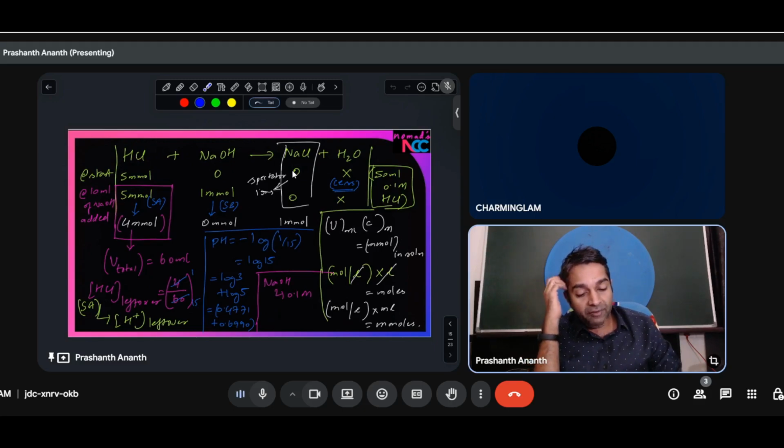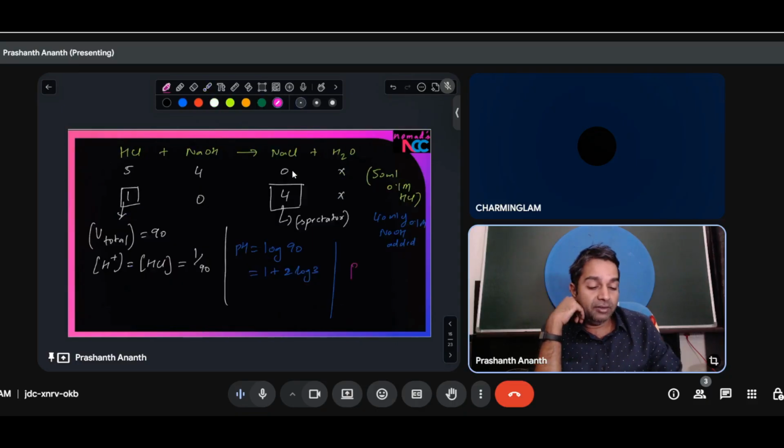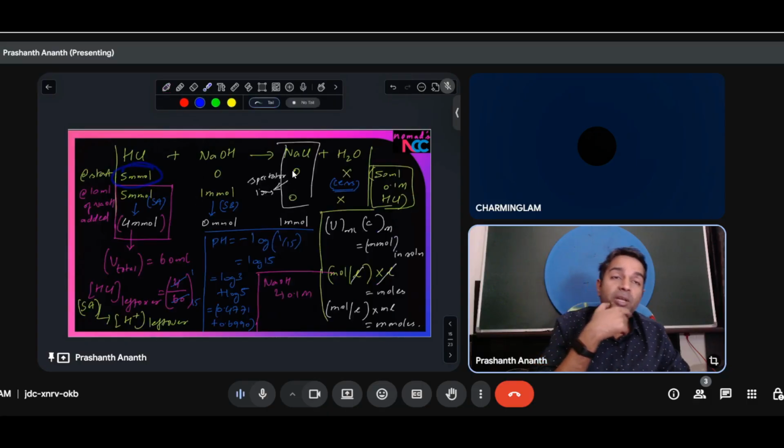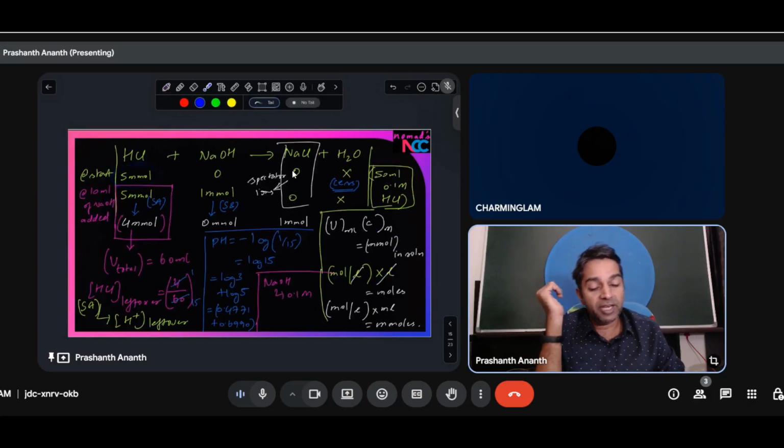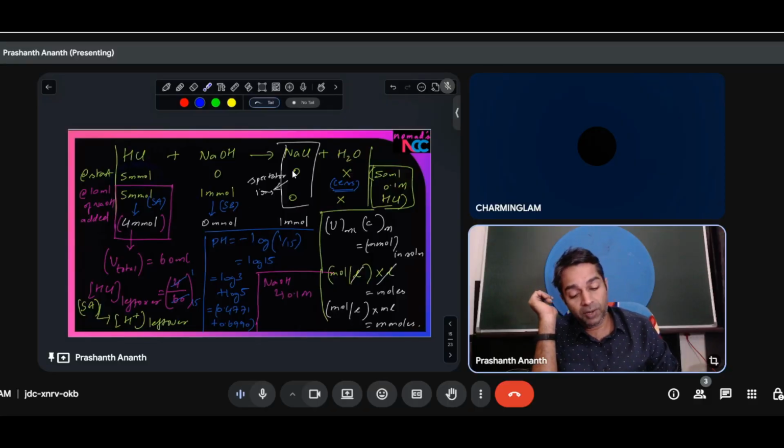So if I have 0 ml of NaOH added, the pH at 0 ml is going to be equal to 1, because you're going to have H plus concentration equal to 10 power minus 1, and you're going to have 5 millimoles of it in solution. No NaOH has been added, so straight away pH is equal to 1.